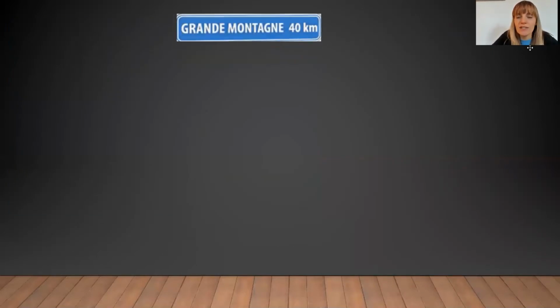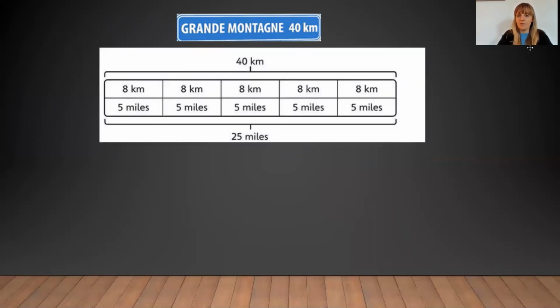Now, if we were to have a look at the distance to the Grande Montagne, that's 40 kilometres. Let's have a look again, to start off with, at a bar model. I know that for 8 kilometres, I've gone 5 miles. Now I've got to think about how many sets of 8 kilometres and 5 miles I've got to do. If I divide 40 kilometres by 8, how many groups of 8 have I got? Well, I've got 5, haven't I? Because 40 divided by 8 is 5.